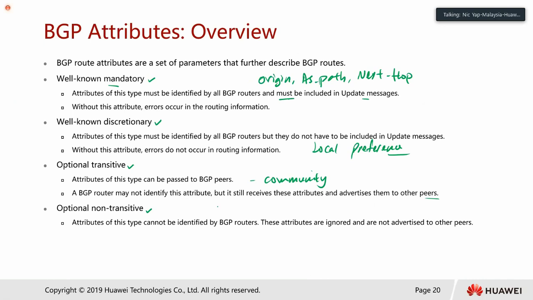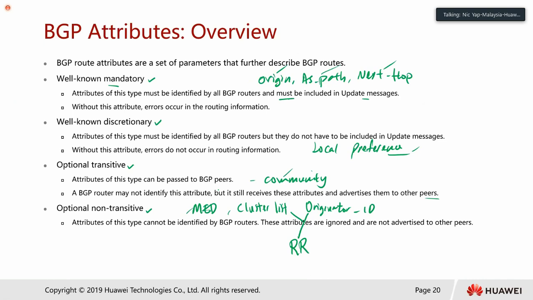Okay, so over here we have MED, multi-exit discriminator, and also we have cluster list and originator ID. Okay, those are considered optional non-transitive. For these two, it only happens when you define route reflectors. Route reflectors are in advanced BGP. They will cover it in a later part, okay? But from now, we will go through what is the origin, what is the AS path, what is the next hop, what is the local preference, what is the community, and what is the MED.